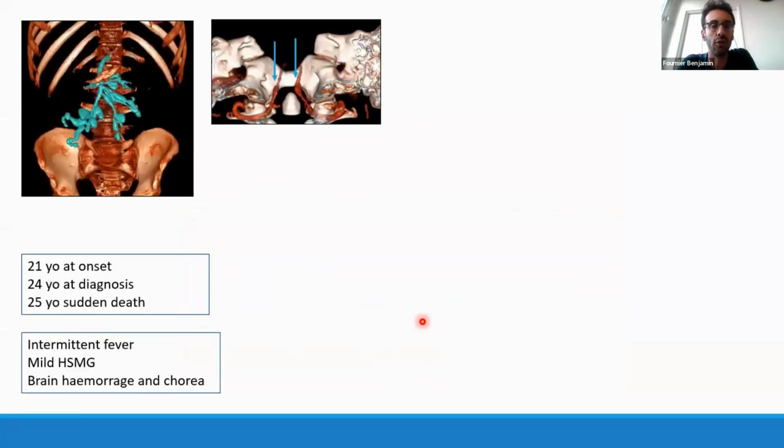And here I will show you some examples of patients which can mimic inflammatory disorders. Here is a patient that started the disease at 21 years old, with polyarteritis nodosa. You can see here the aneurysms in the mesenteric arteries and the digestive arteries. You can also see here the vertebral arteries with aneurysm. He also had intermittent fever. He had a mild hepatosplenomegaly. And he had a severe outcome because he had brain hemorrhages. And he had increased EBV PCR in the blood.